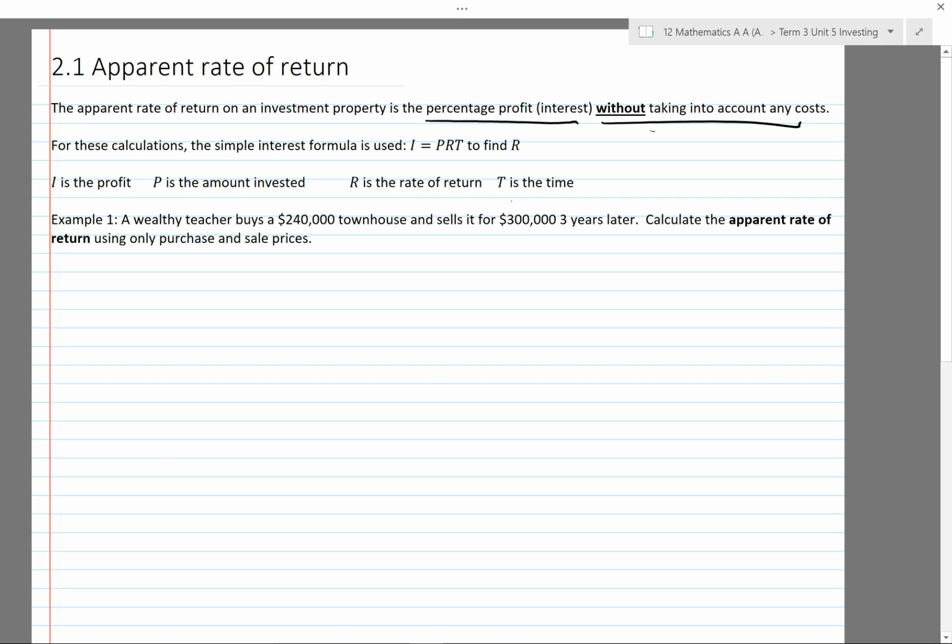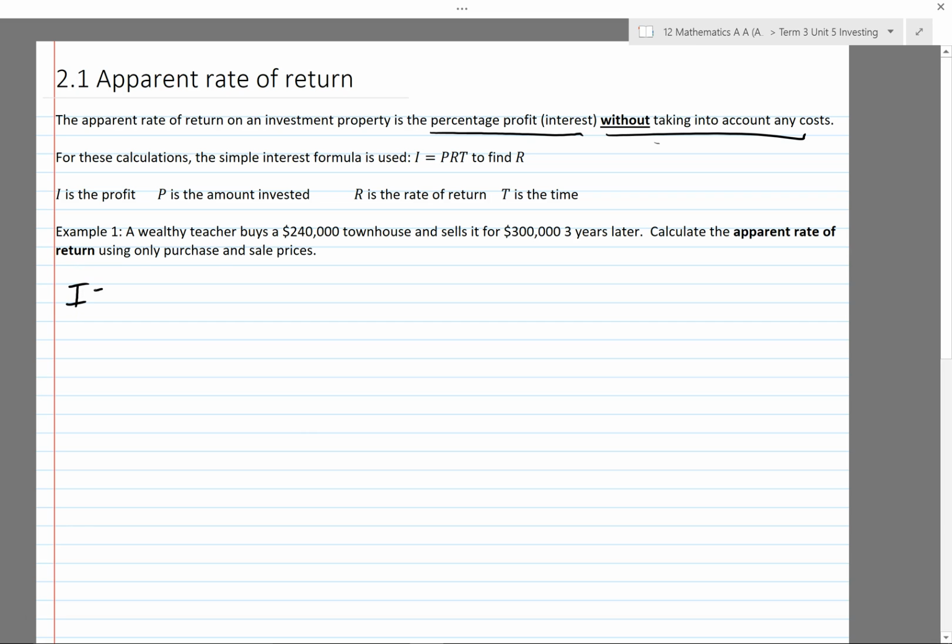So we've got this scenario where a wealthy teacher is buying a $240,000 townhouse and selling it for $300,000 in a few years' time. We're going to calculate the apparent rate of return. So I'm going to list the elements of my formula, I, P, R, and T, and see if I can find them. So I is the profit. How much profit did the teacher make? Well, they sold the property for $300,000 and they bought it for $240,000. So they made a profit of $60,000.